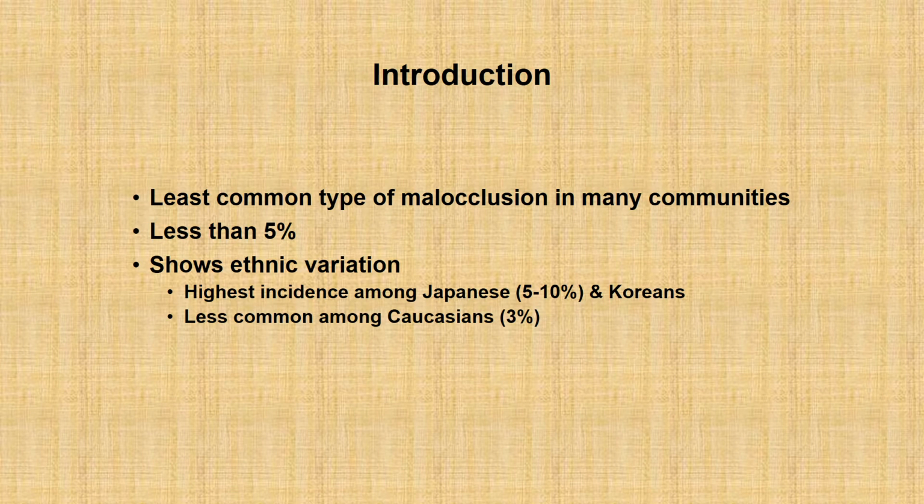Now, a Class 3 malocclusion is the least common type of malocclusion in many communities. The incidence is less than 5%, and this incidence shows ethnic variation, the highest being among Japanese and Koreans. Among the Japanese, it's about 5 to 10% incidence, whereas among Caucasians, it's only about 3%.